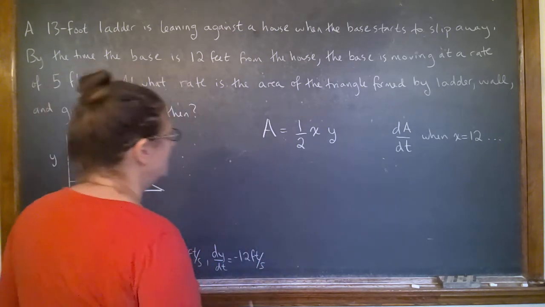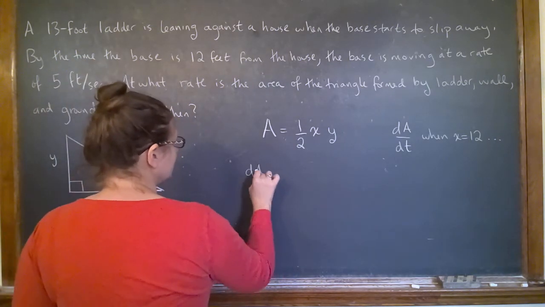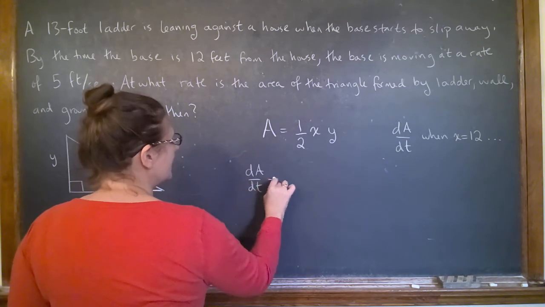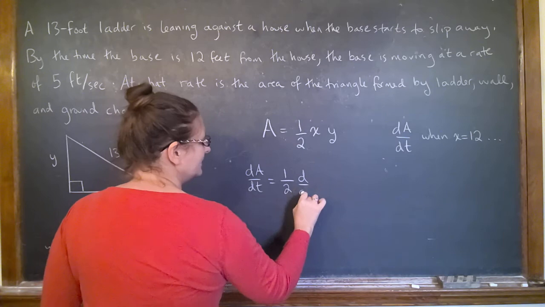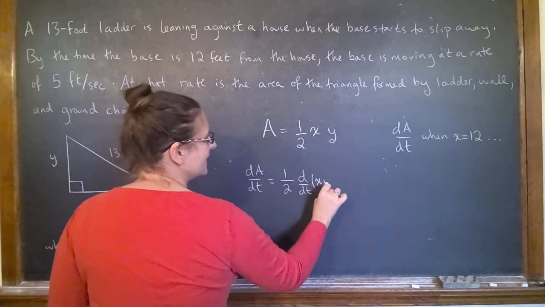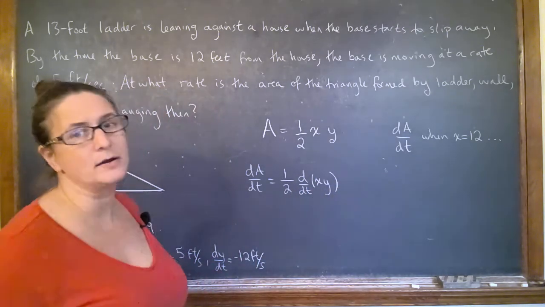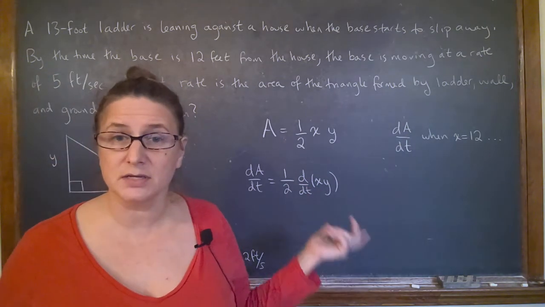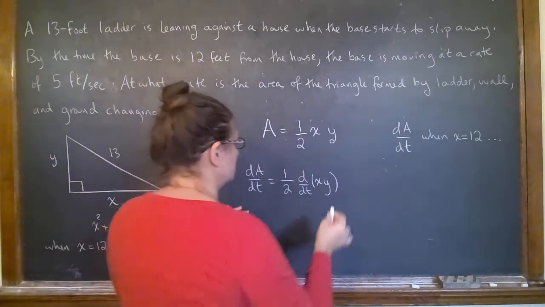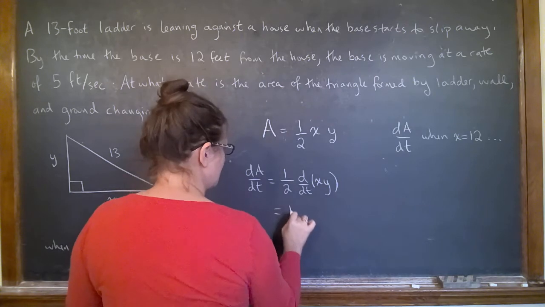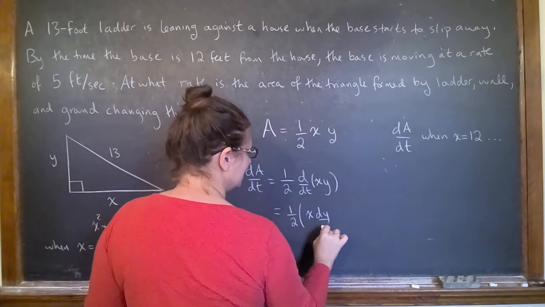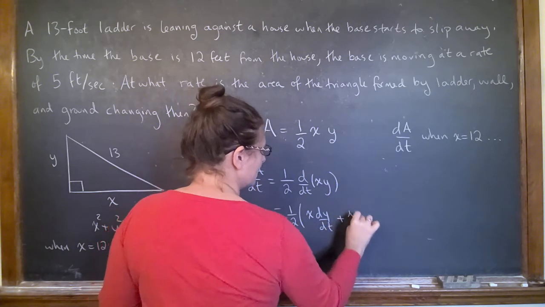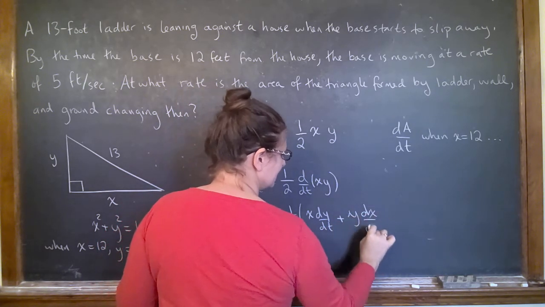So here I'm going to do dA/dt on the left-hand side. Now notice that on my right-hand side I've got 1/2 times d/dt of xy, but x and y are both functions of t, so this is a product rule one, right? So this would be 1/2 times x dy/dt plus y dx/dt.